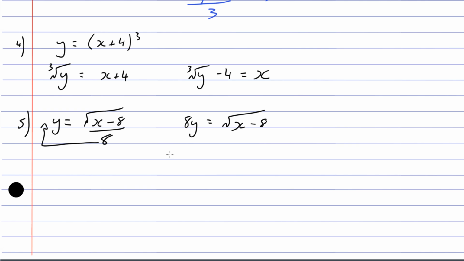So 8y squared is 8y times 8y, which is 64y squared. And the root of x minus 8 squared is x minus 8. Move the 8 to the other side, and we end up with 64y squared plus 8 equals x.